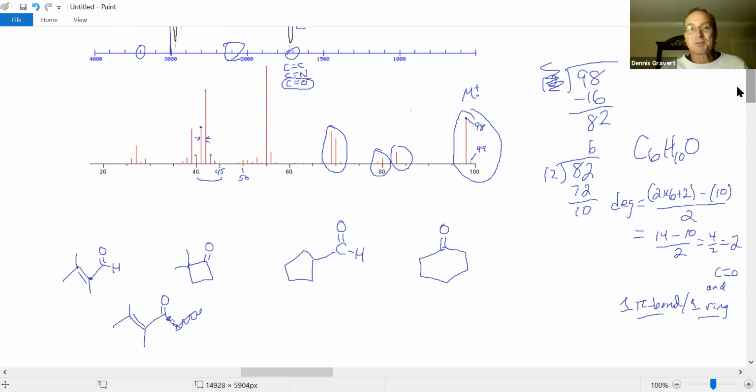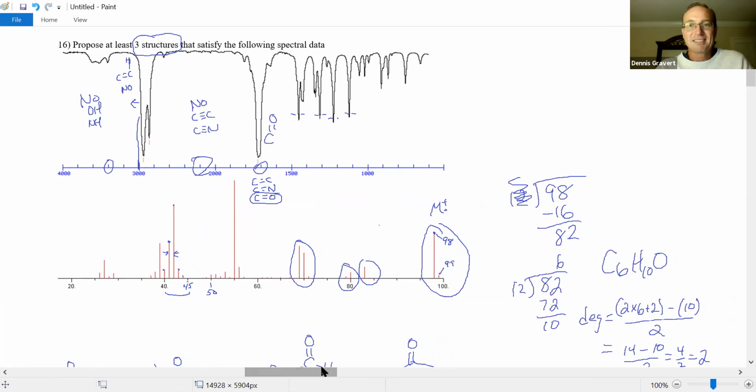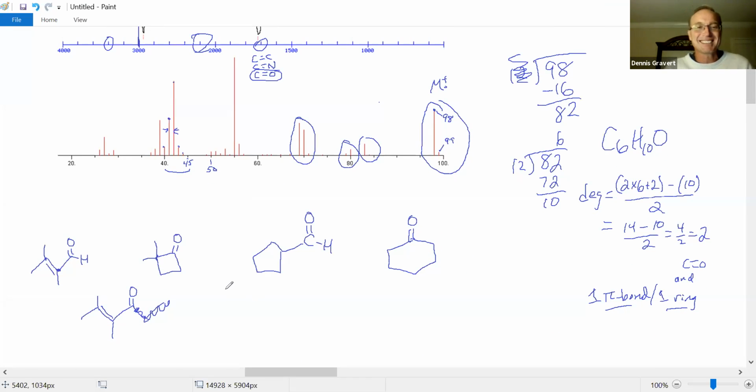I don't know, is that too much work? Maybe just go with the rings. You decide what you want to do. But once you're done drawing your structures, and you only had to have 3, make sure it's still consistent with the data. It doesn't have any of these functional groups, but it has this one. And it has to add up to mass 98. I guess I should have checked that. I don't feel like doing it. I should do it. Set a good example.